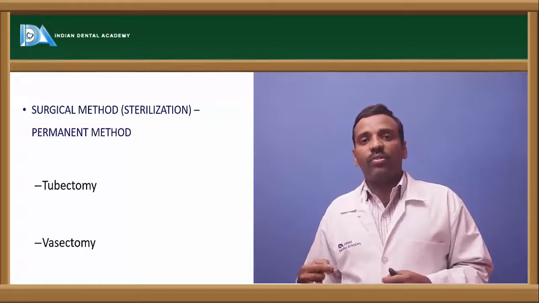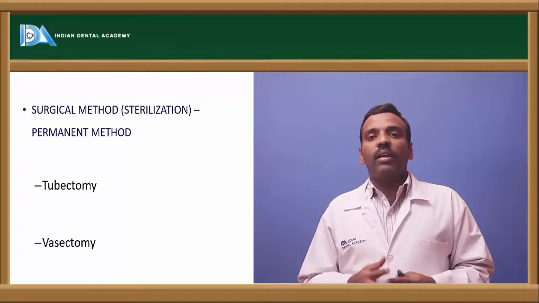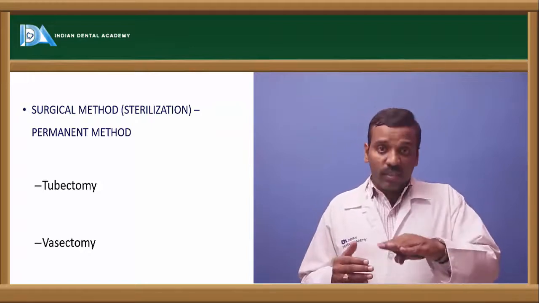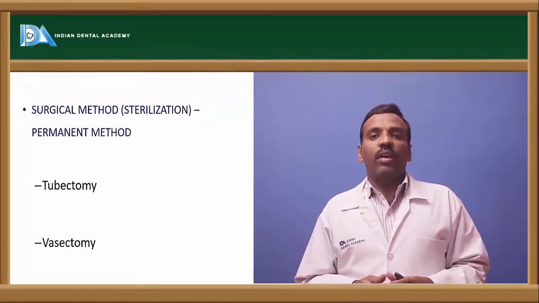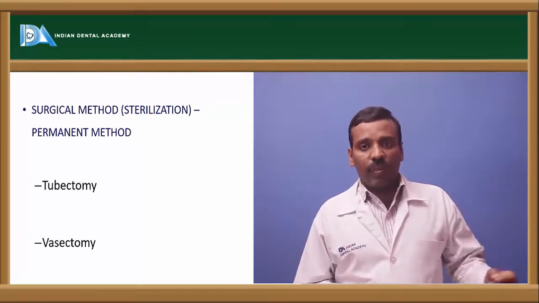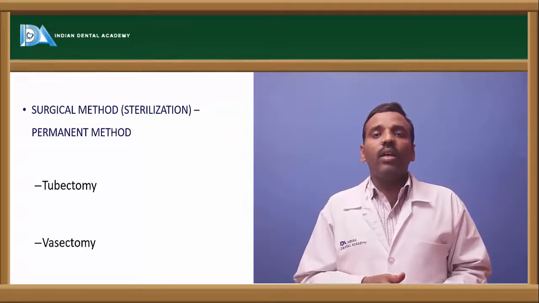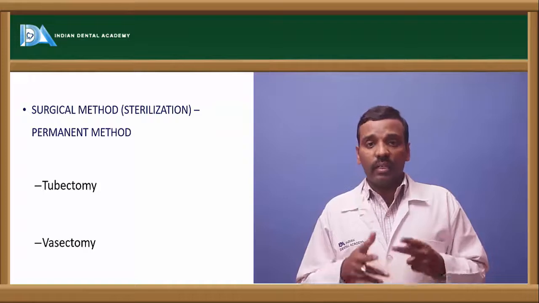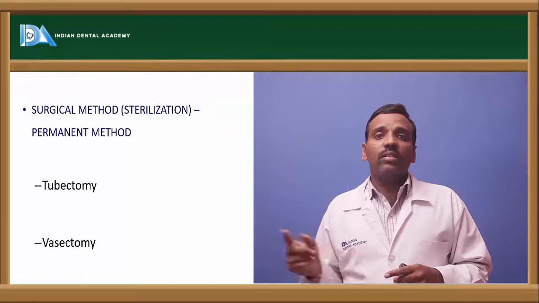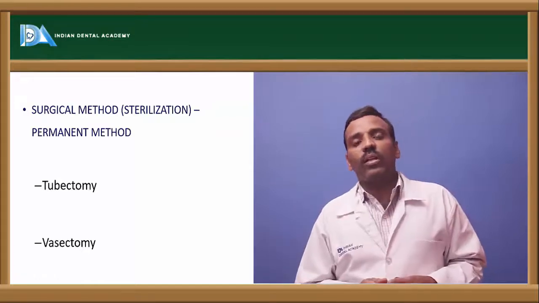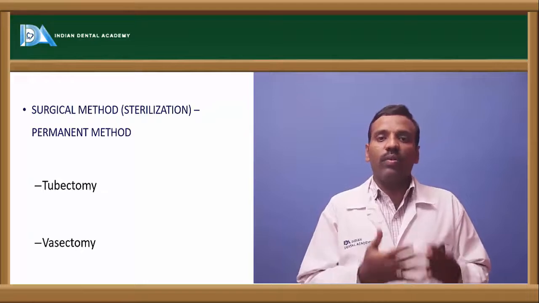Another method in females is tubectomy, which is also a permanent method. Vasectomy is in males and tubectomy is in females. Vas deferens cutting is in males, and fallopian tube cutting is in females. The fallopian tubes are cut at both ends and knotted, so the ovum is not transported into the uterus, and there is immediate stoppage of conceiving or fertility.